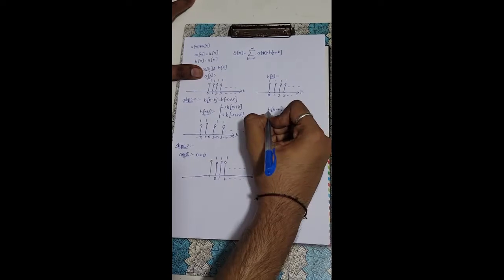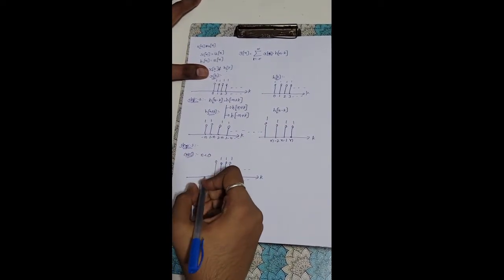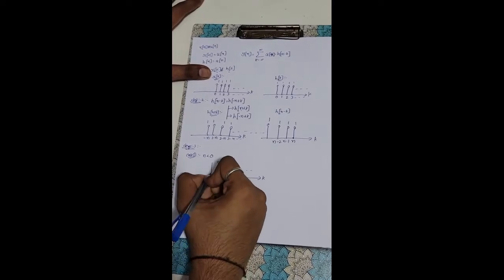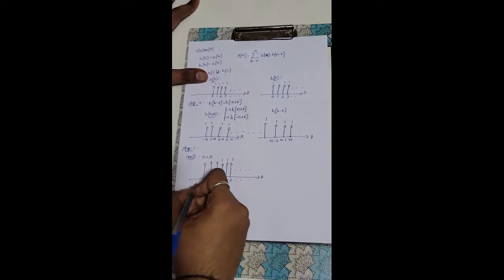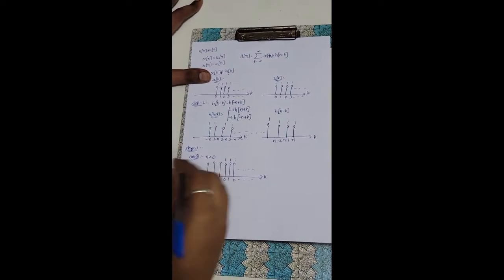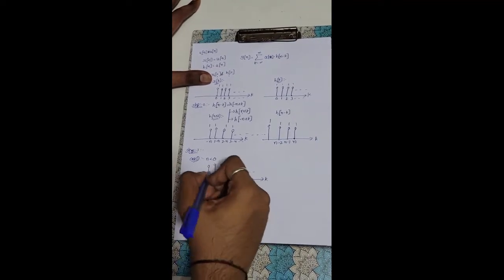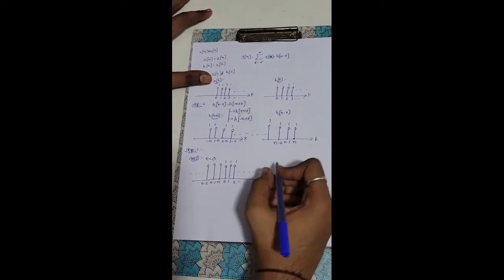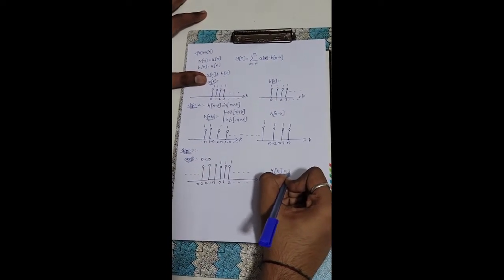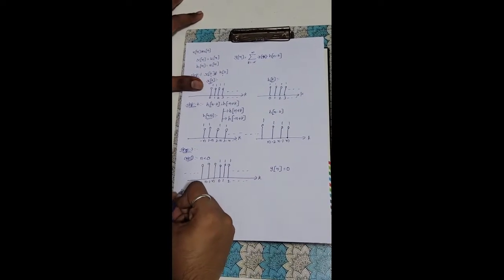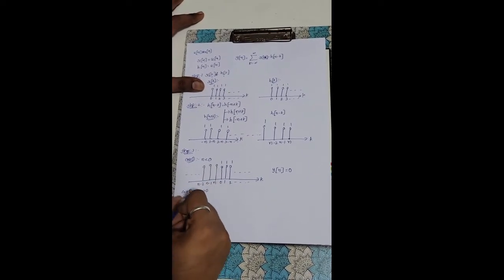So this total h of n minus k signal will be beyond 0, on the left side of 0. It means n will be present here, then n minus 1 and n minus 2. Here there is no common part between these two signals. They are not overlapping. So when n is less than 0, y of n is 0. Now we see case 2 where n is greater than 0.